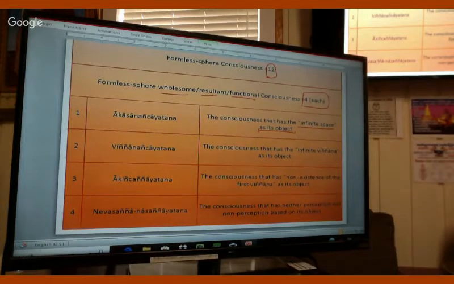I will explain more detail about this one later. And then Vinnanancayatana Chitta is a consciousness that has infinite vinnana. The infinite vinnana means the thoughts are arupavachara Akasanancayatana Chitta. And then the next jhana is Akincannayatana Chitta, the consciousness that has no existence of the first vinnana.